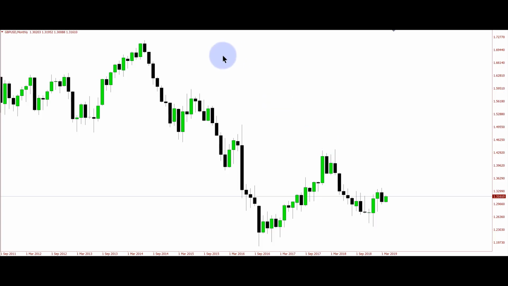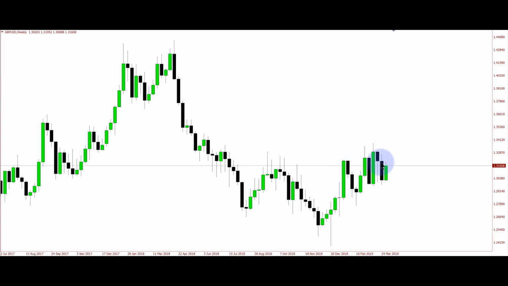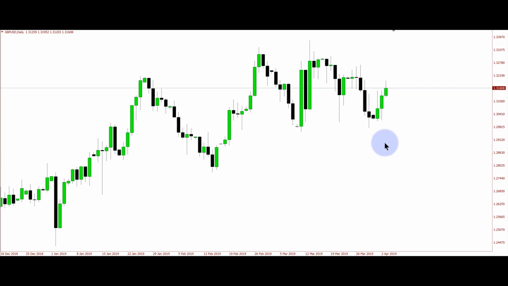So if this chart is the monthly and this is the weekly, look at the mess we're in here. Okay, large consolidation. Same thing occurs on the daily. We're in a large consolidation. So if we have no real clear indications on bias in a market like we're seeing here in consolidation, it forces us to go into scalper mode.